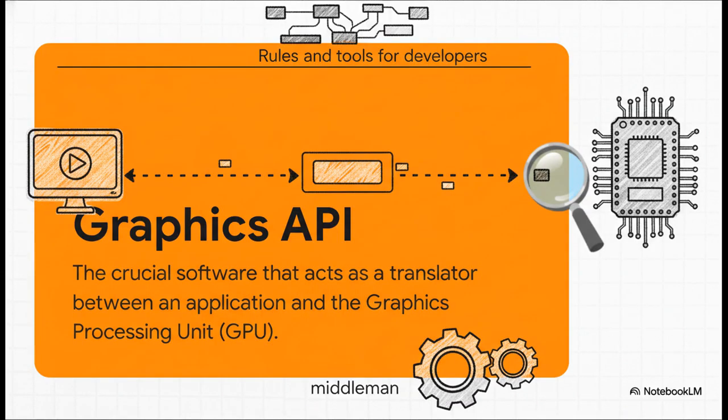So an API, it's basically the bridge that lets your software talk to your hardware. It gives developers a rulebook and a set of tools so they don't have to write custom code for every single different GPU out there. It's the essential middleman. And honestly, modern graphics just wouldn't be possible without it.